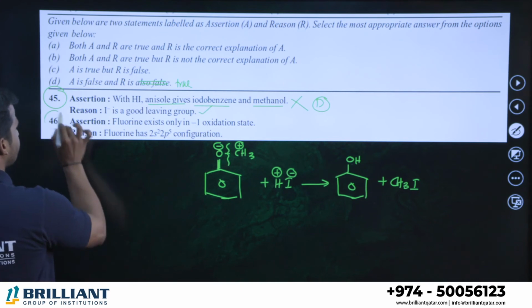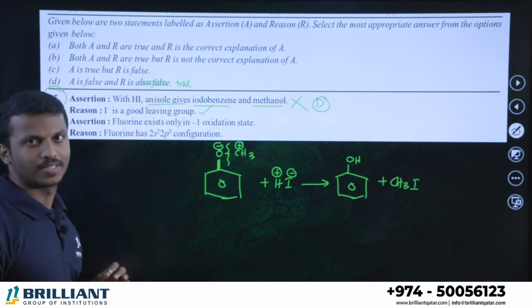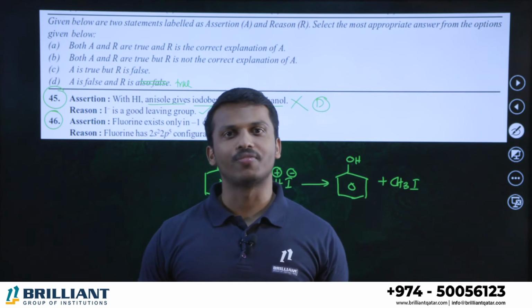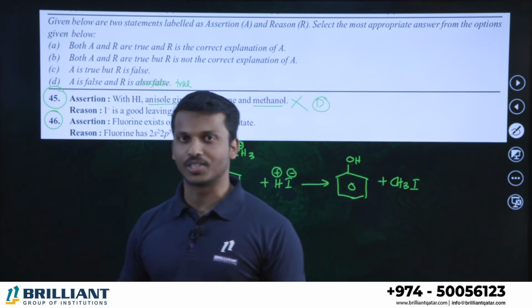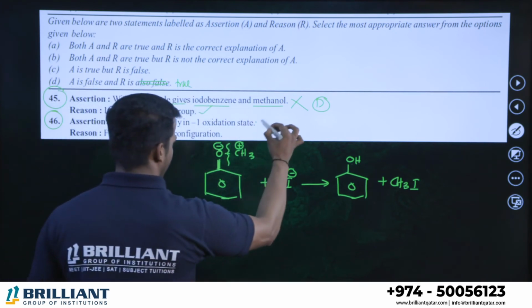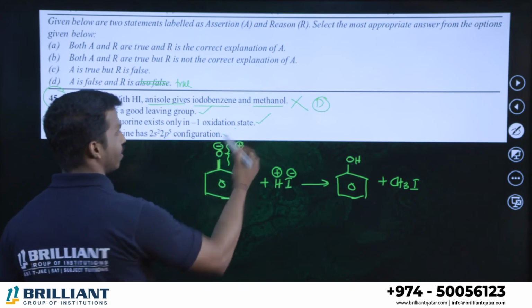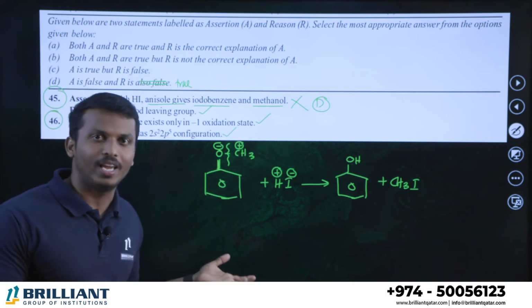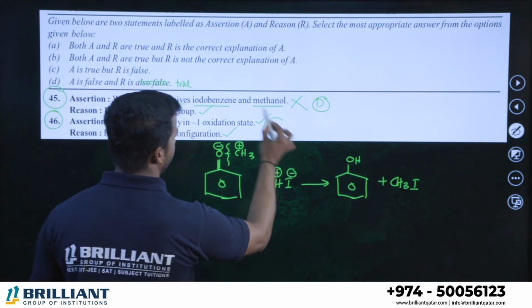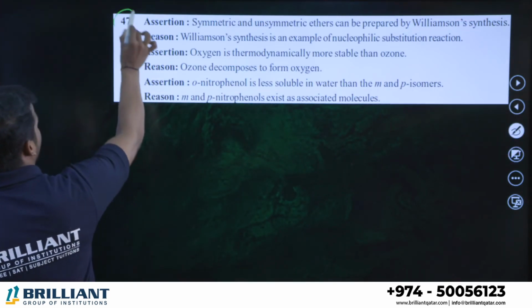Question number 46. Assertion: Fluorine exists only in the -1 oxidation state. Yes or no? Fluorine is the topmost element in the halogen family; fluorine cannot show variable oxidation states. You know the reason? Because it doesn't contain d orbitals. So this is a correct statement. Fluorine has 2s2 2p5 configuration. Yes, through that they are showing that it doesn't have any d orbital. Correct. That's the exact reason also. So let's go with option A. Option A.